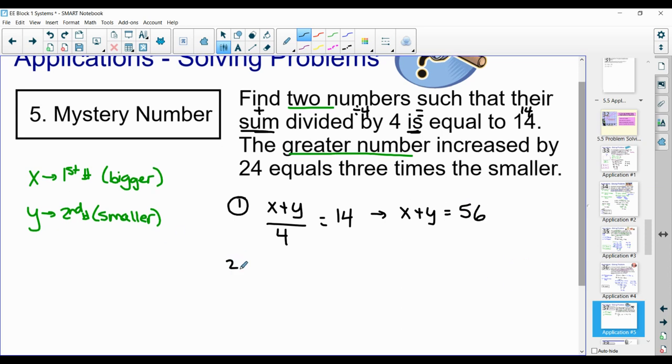Let's take the next piece of information here. So it says the greater number increased by. Increased means adding. So the greater number, and we've already decided the greater number is x, increased by 24 equals 3 times the smaller amount. Well, 3 times the smaller amount would be 3y. So the greater number, x, increased by 24 equals 3 times the smaller.